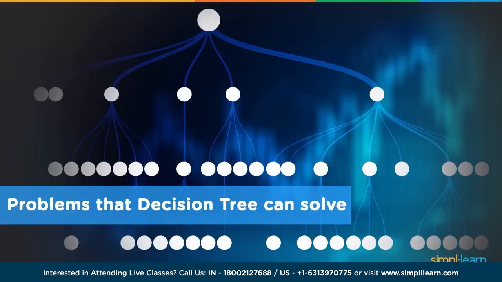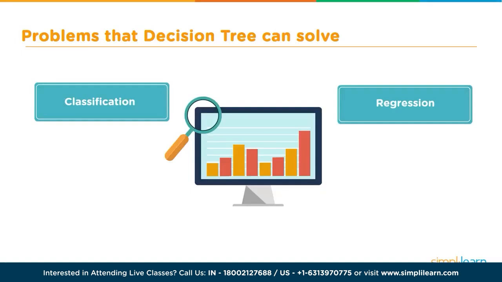Problems that decision tree can solve. So let's look at the 2 different categories the decision tree can be used on. It can be used on classification, the true, false, yes, no, and it can be used on regression, where we figure out what the next value is in a series of numbers or a group of data.